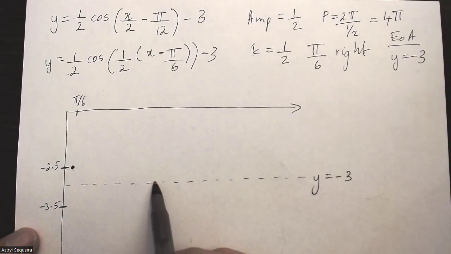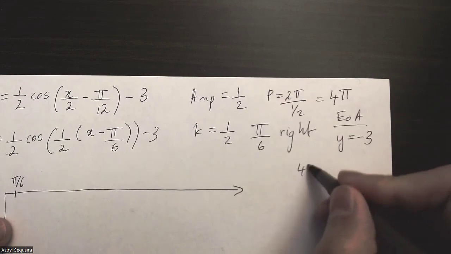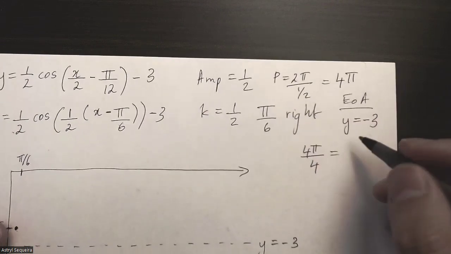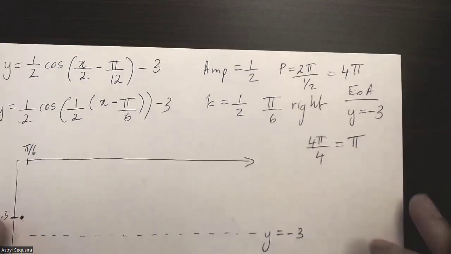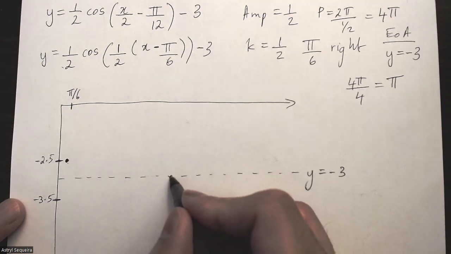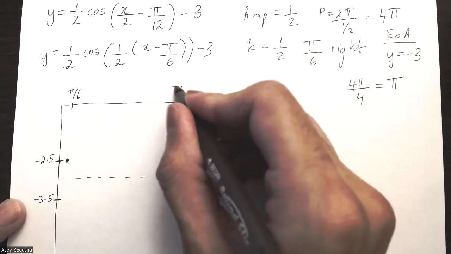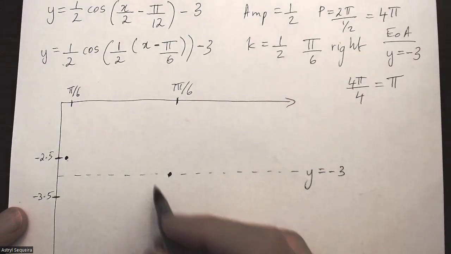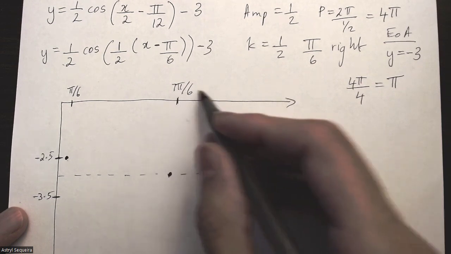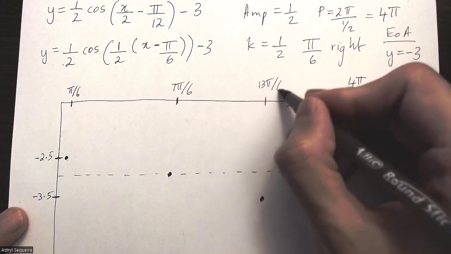To find the x value of my next key point, which is on the axis, I just take my period and I divide it by 4 always, because sine and cosine waves are always split into 4 equal parts. 4 pi divided by 4 is just pi again, same as last question. So my next key point is going to be pi units away. So pi over 6 plus pi is 7 pi over 6. Then my next key point is going to be another pi units away. So 7 pi over 6 plus pi is just 13 pi over 6.